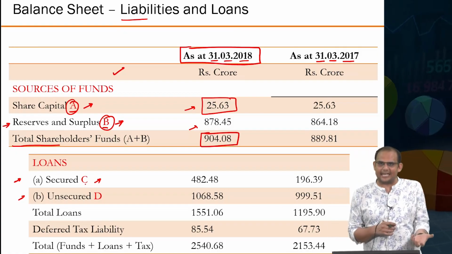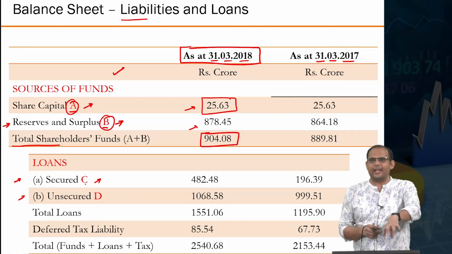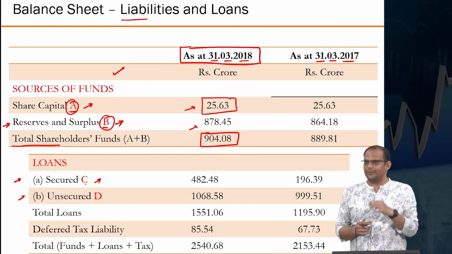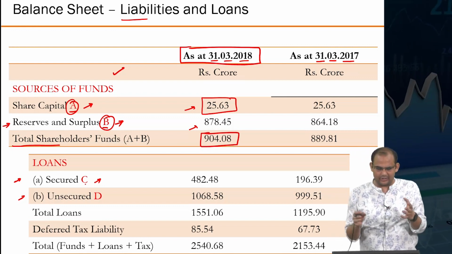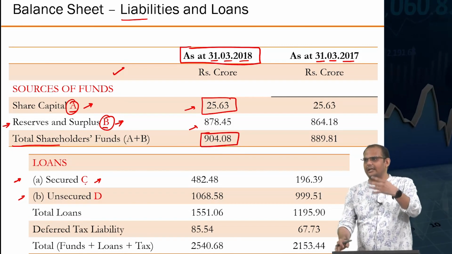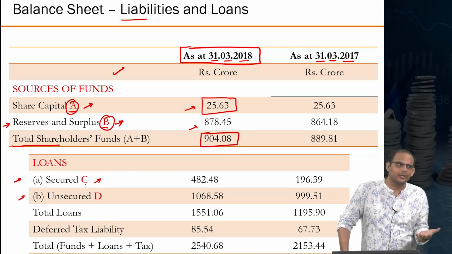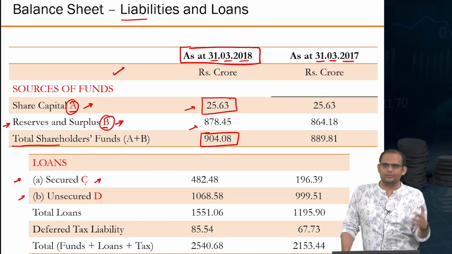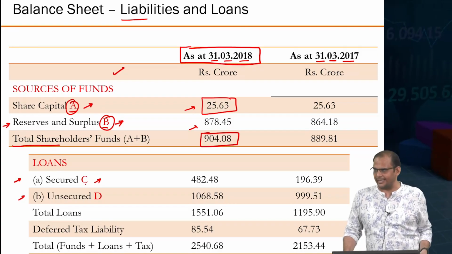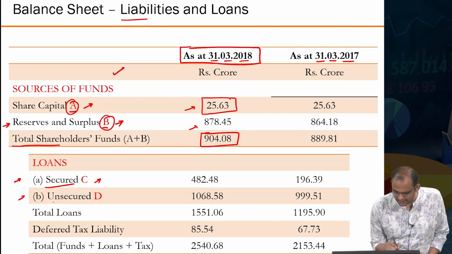It could be a physical asset, like this warehouse we are putting at a mortgage, which in Hindi we call girvi. Essentially, if we are not able to repay the loan, the bank is entitled to sell those assets and recover its money. So that's the secured loan.